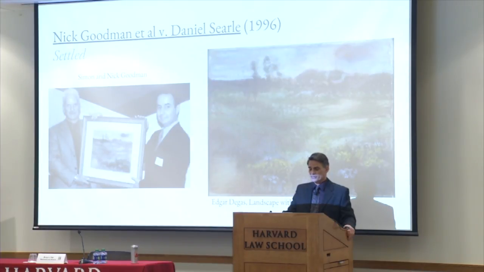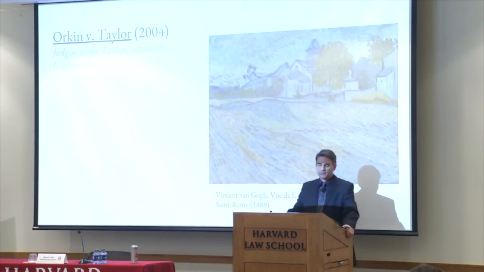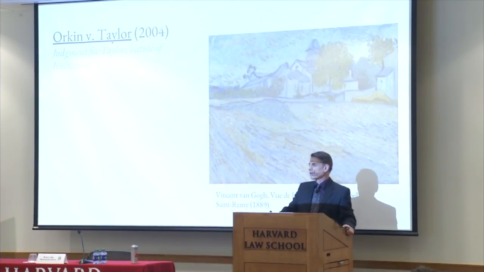The Goodman against Searle case settled in Chicago. The Orkin against Taylor case was resolved in favor of Elizabeth Taylor, who was still alive and owned this painting. Again, it was parted with during the war under mysterious, ill-documented circumstances. Taylor's lawyers were able to get the case thrown out on statute of limitations grounds, which I should say prompted a reform of the California statute of limitations, which has itself been the subject of litigation I'll talk about in a couple of minutes.